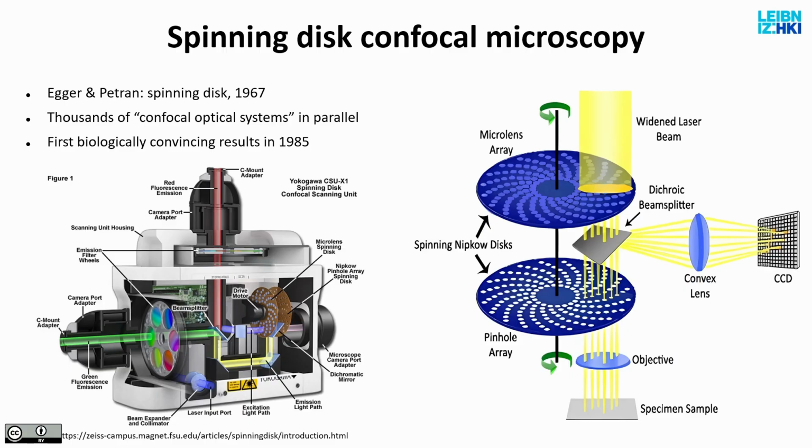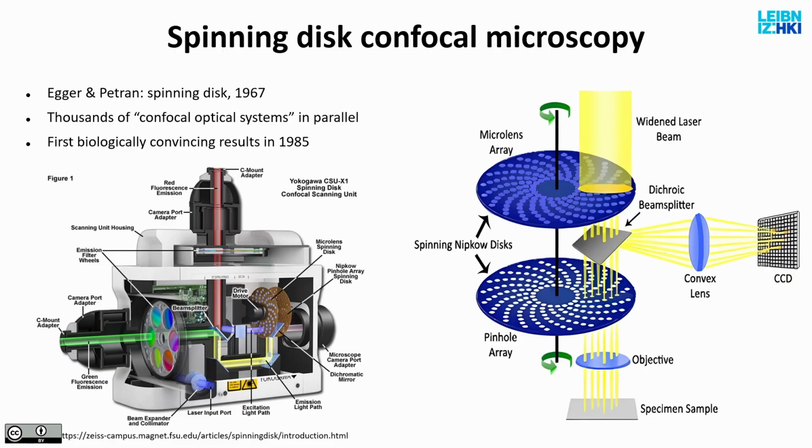And hence the name, because these discs actually spin. They spin either 1,800 or 5,000 rotations per minute. And it takes, depending on the pattern, which is, like I said, a certain spiral, 2 to 3 rotations to cover the entire sample. So this means I have a microscope which is confocal, but it can scan one image, I would say, 100 times faster than a point scanning one.